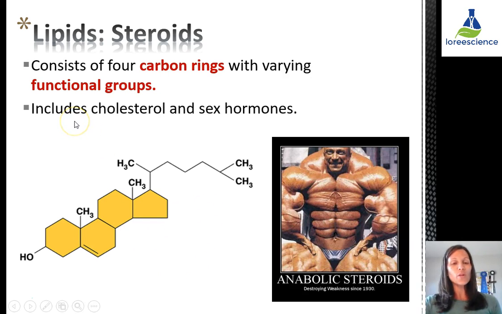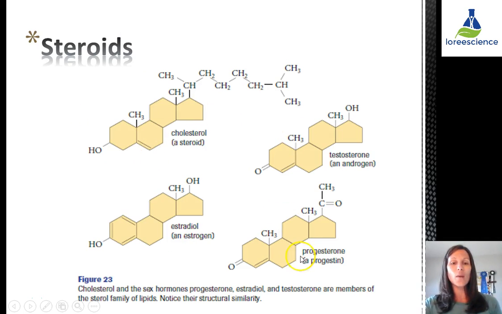So our steroids include things like cholesterol and our sex hormones. If we take a look at a couple examples, such as the cholesterol, testosterone, estrogen, progesterone, noticing all of them have the 4 rings, but with different functional groups attached at different locations, making them capable of carrying and communicating different messages within the body.